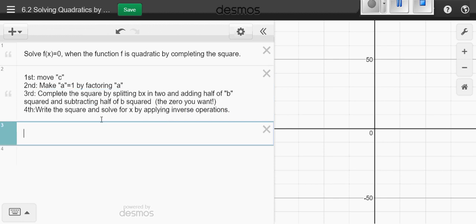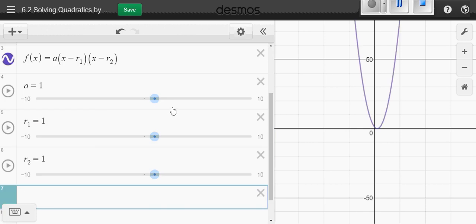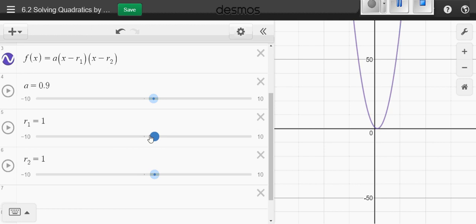Okay, first we have to have a problem, so let's write a quadratic in factored form. We could go a, and then x minus root 1, x minus root 2. And that would give us this quadratic. We can change a. We can change the roots.